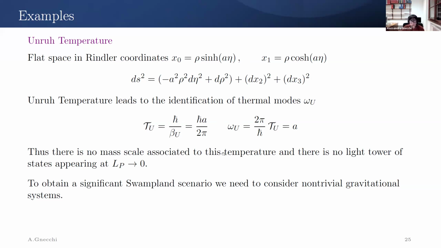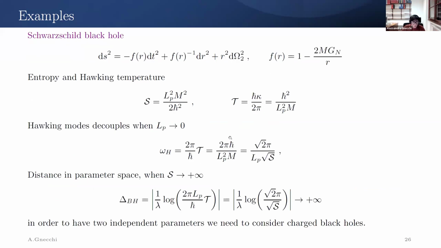However, this does not depend at all on the Planck length. So Unruh has nothing to do with the swampland. It has nothing to do with the criteria about gravity. We really need to go to a non-trivial gravitational system. So let's go back to our black hole. Well, the temperature of Schwarzschild, of course, has a dependence on the Planck length.